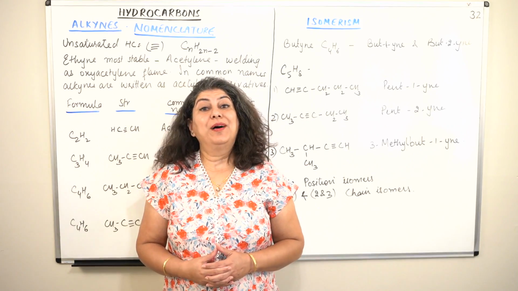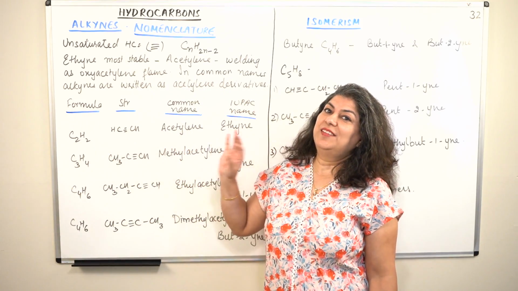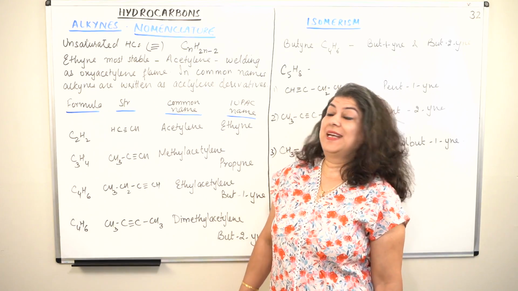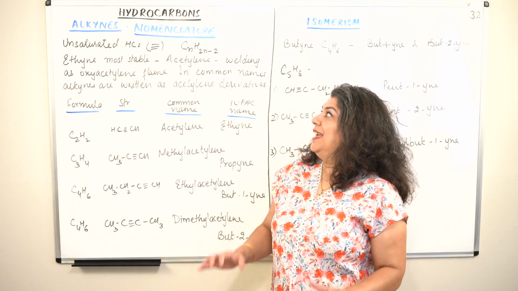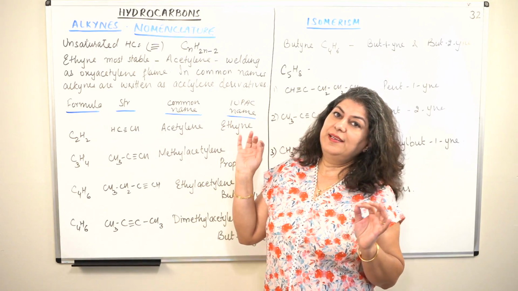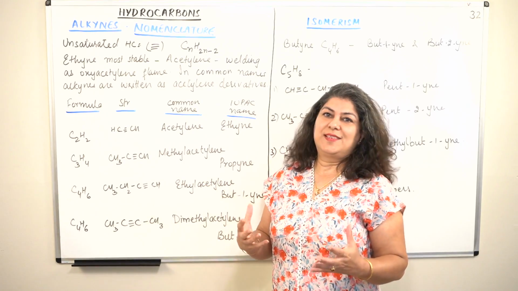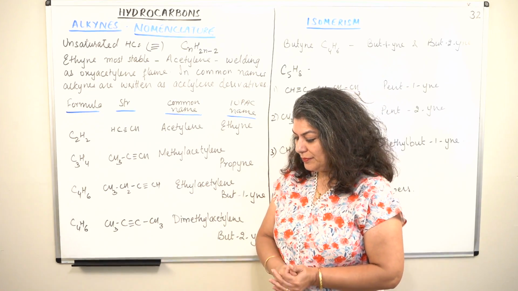We were studying about alkenes. From this video onwards, let us start studying the next category of hydrocarbons, that is alkynes. In this video, we are going to study about the nomenclature of alkynes and isomerism in alkynes. But before we do that, let us understand what alkynes are.